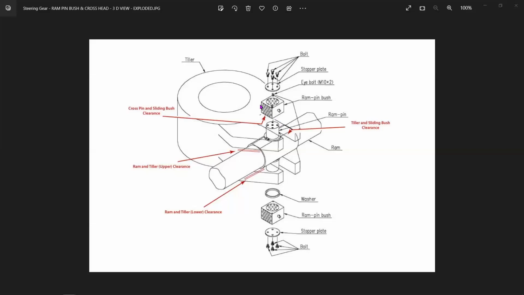You see here, this entire thing, what they call the ram pin bush, is a swivel block. Here is the entire fork design, and this is the swivel block. The swivel block goes on this ram pin. You've got two of these swivel blocks. What they're calling the ram pin bush here is basically a swivel block, and this goes on the top and the bottom. And you have the ram pin, which goes through the entire ram.